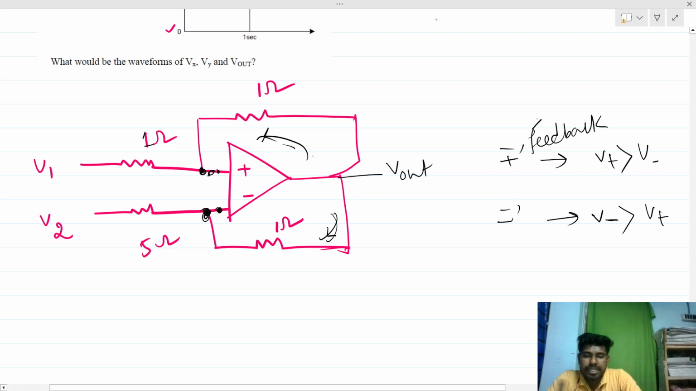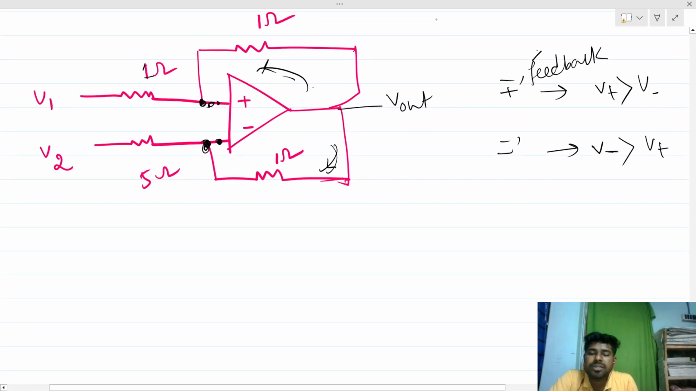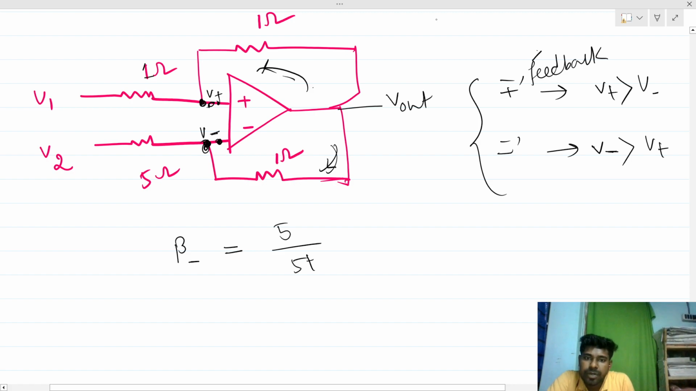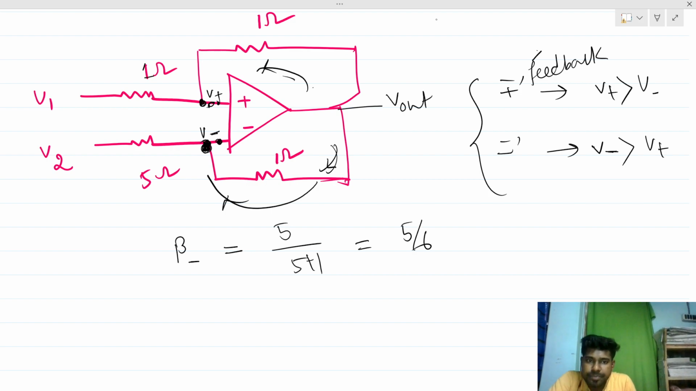So let's check first whether there is positive feedback or negative feedback present. Let's say this is V negative and this is V positive. Then what will be the feedback factor from the negative terminal? So the feedback factor to the negative terminal will be nothing but 5 divided by 5 plus 1, right? This will be nothing but a resistive divider from here to there, for the beta of this negative terminal. So this will be 5 by 6.